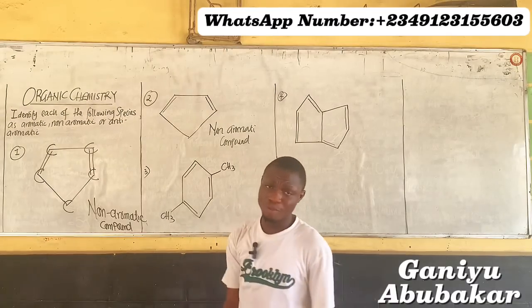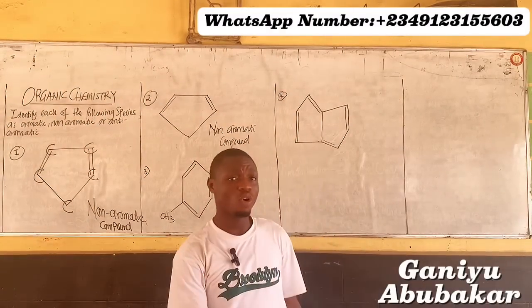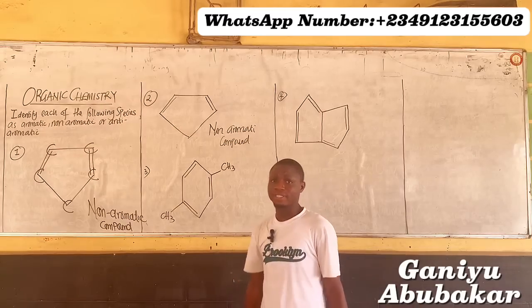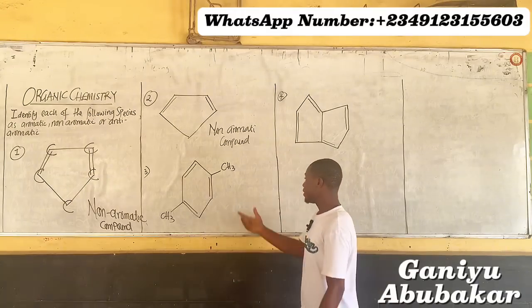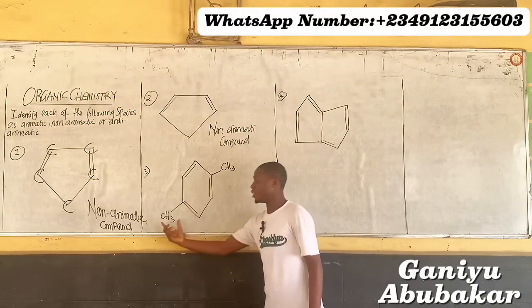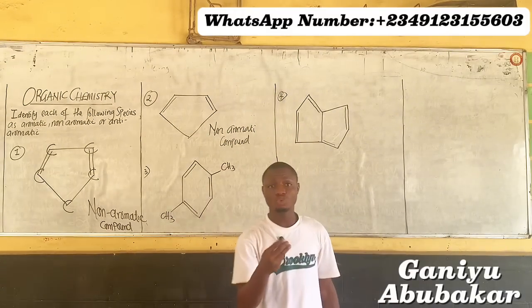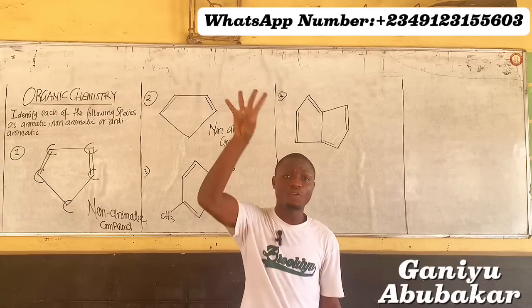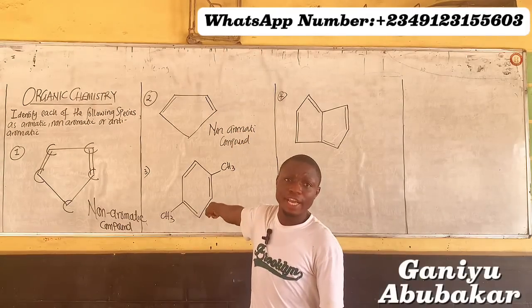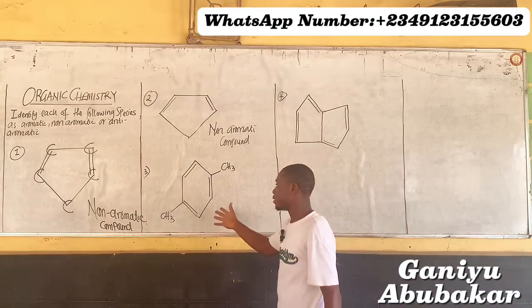Is this compound aromatic, non-aromatic, or anti-aromatic? Please don't check out the substituents. Methyl, so CH3 here, are called substituents. You don't check out substituents. We only look at these 4 conditions, please. Number 1, it must be cyclic. This compound is cyclic, please.